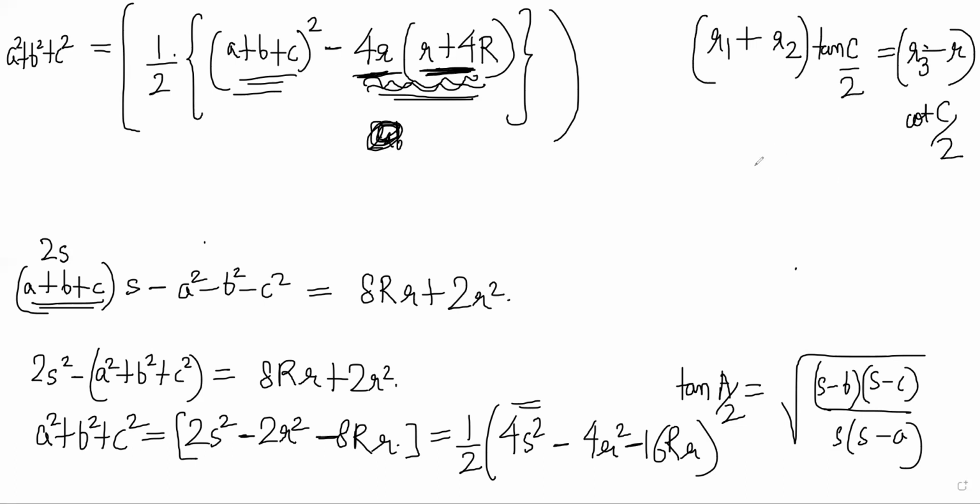Equals small c. Yes. C by tan C by 2 is coming. We had something like that, right? In the starting we had that cot expression. We had a cot A by 2 plus b cot B by 2.